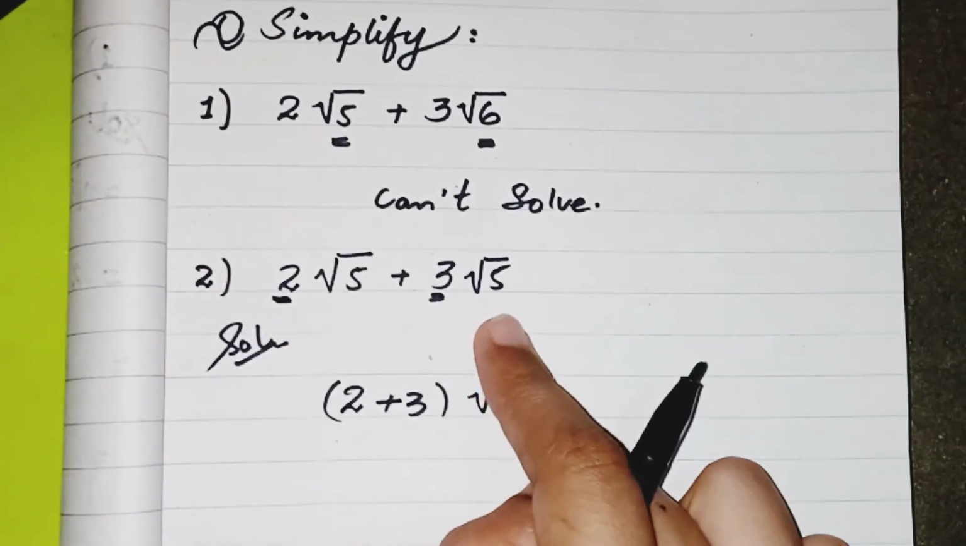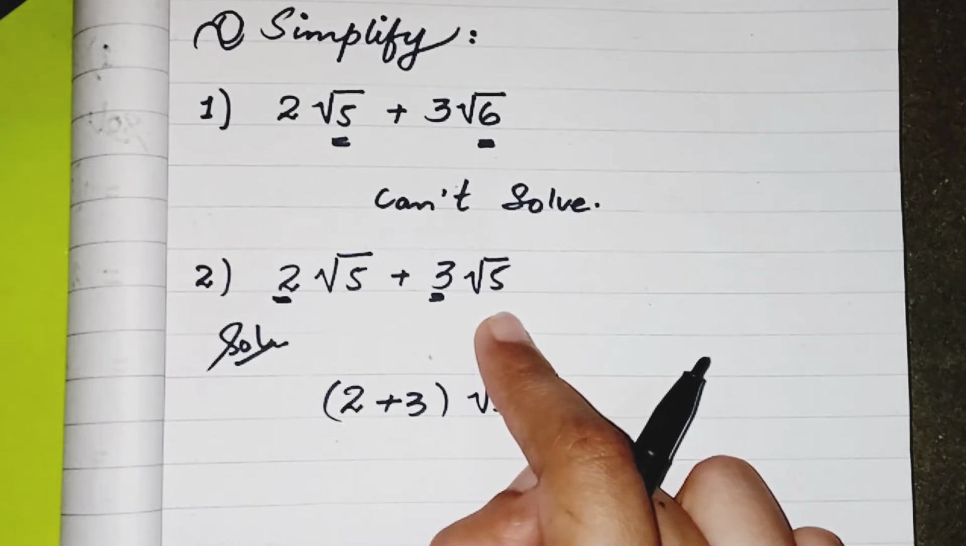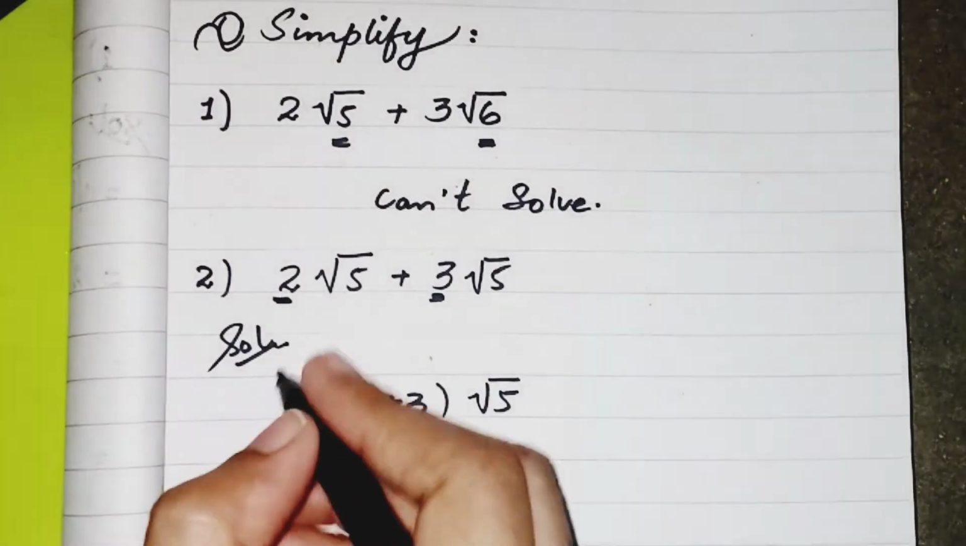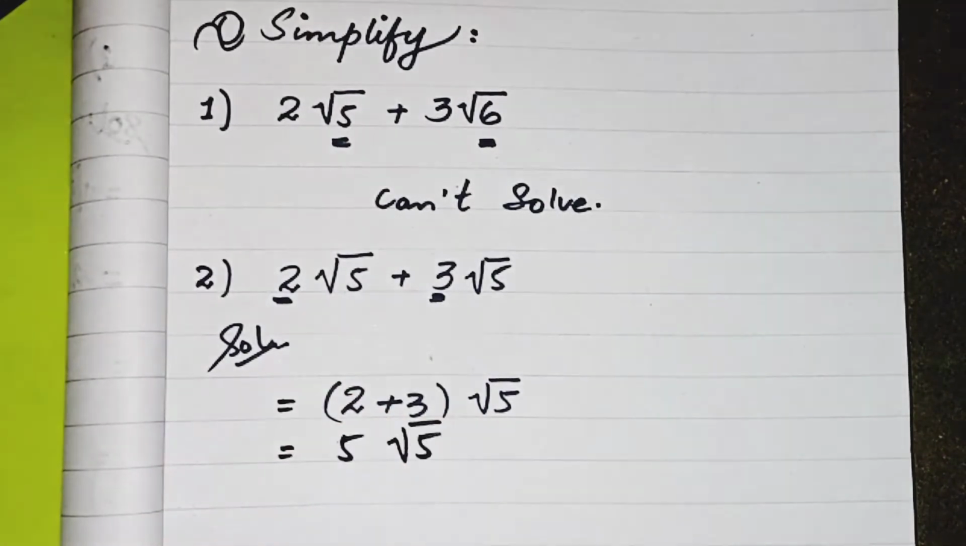The root values only show us that these are like terms and we can add them. If the root values are different, we cannot add them in any way. 2 plus 3 is 5 under root 5.